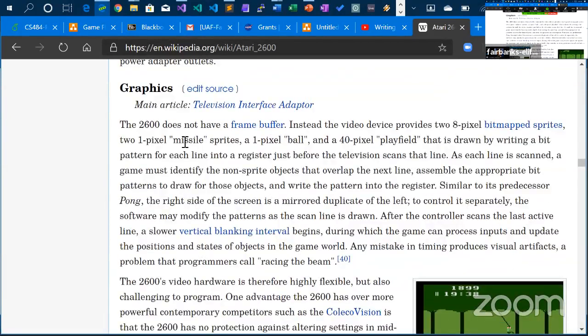And then the graphics, basically, they didn't have a frame buffer, but in our case, think of these: they had 8-pixel bitmap sprites, missile sprites, a 1-pixel ball, and a 40-pixel playfield. So if you can narrow down what you're trying to do, make those a checklist. Can I do this? Can I do that? And then as you're working on each part, you're able to get those working.